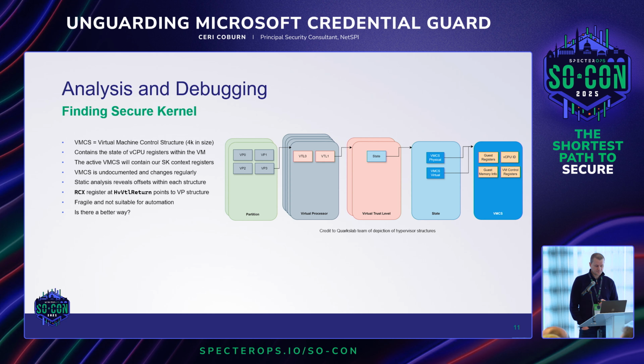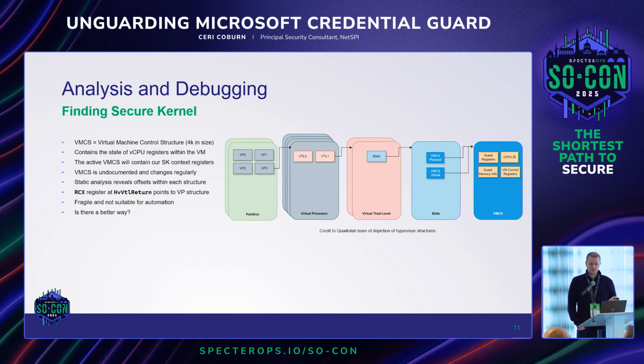Now, when you hit your HvVtlReturn, which is what we were interested in on the previous slide, the RCX register points to the virtual processor structure within that list. There is a VMCS per virtual CPU. You don't get it per VM as such, you get it per vCPU. But then Microsoft implemented another layer, where you get an additional VMCS per trust level as well.